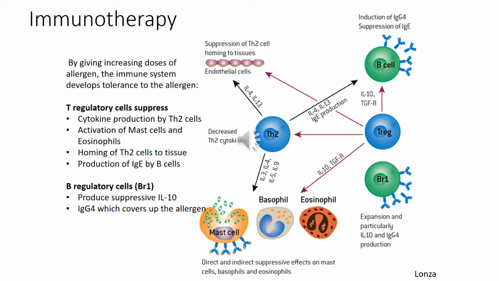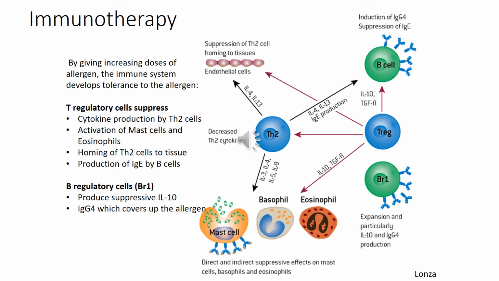It will also favor the production of IgG4 from B cells and suppress the production of IgE. IgG4 is an antibody which only exists in humans, not in mice, and it cannot bind the Fc receptor. So it just coats the allergen and basically hides the epitopes so that the IgE cannot bind the allergen. B regulatory cells are stimulated in a similar fashion upon large amounts of the antigen.